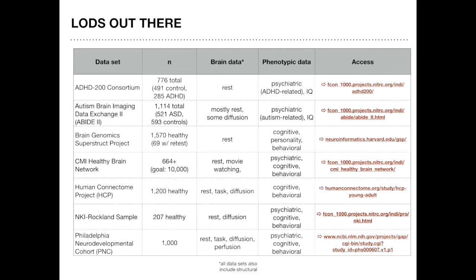Before I go any further, this is just an advertisement slide for the many different large open data sets that are available out there. This is just a slide to illustrate some of the better known ones. It's by no means comprehensive, but I have limited this list to data sets that include both functional brain data as well as some kind of behavioral or phenotypic measurement. So if you're looking for somewhere to get started, any of these would be a great bet.